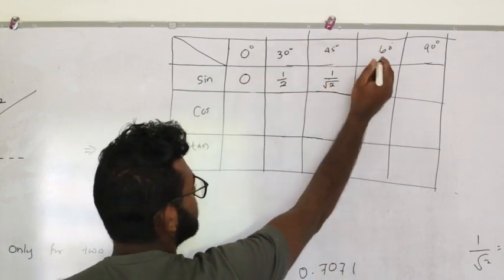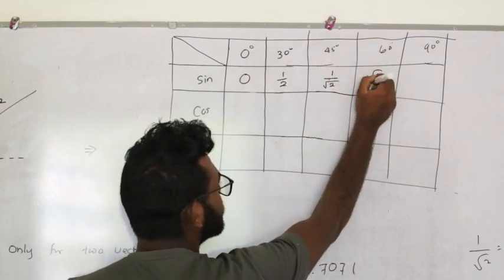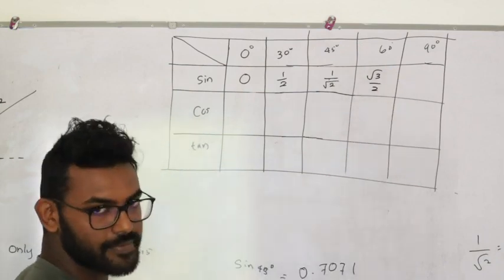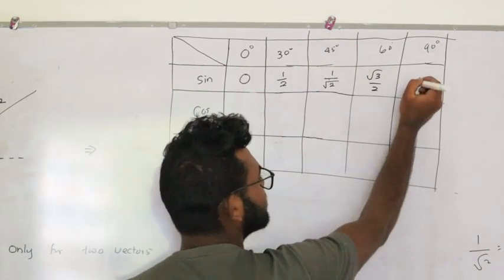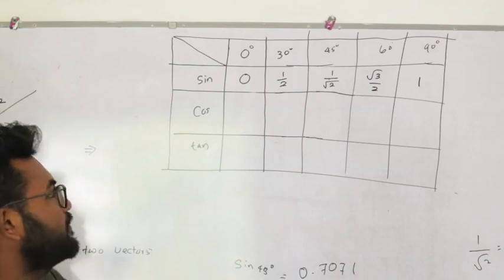Then sine 60 will be root 3 over 2. And sine 90 will be 1. Okay, we'll fill it up.